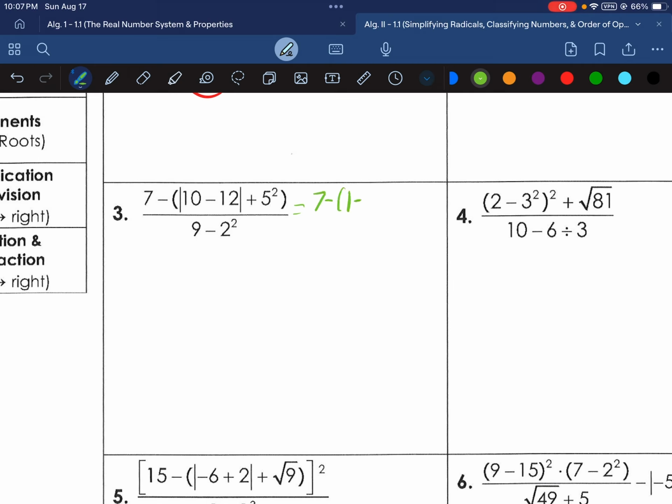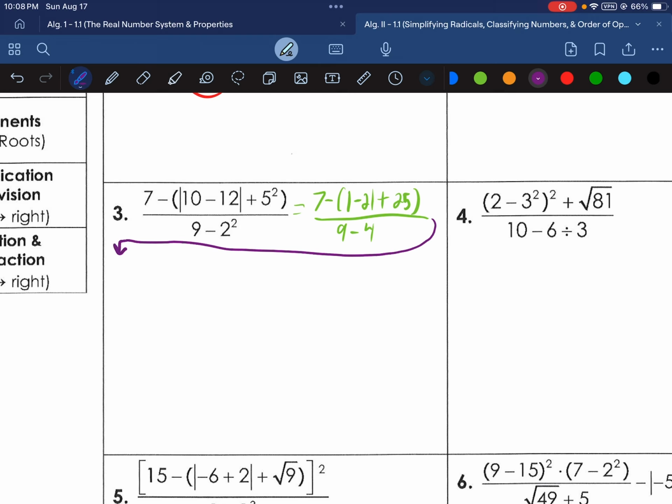So 7 minus the absolute value of -2 would be 10 minus 12 plus 5 squared, which we can go ahead and do 5 squared to get 25. And the reason we're able to do that now is because it's separated by a plus sign from our other terms. On the bottom, 9 minus 2 squared, we do the 2 squared first, so 9 minus 4.